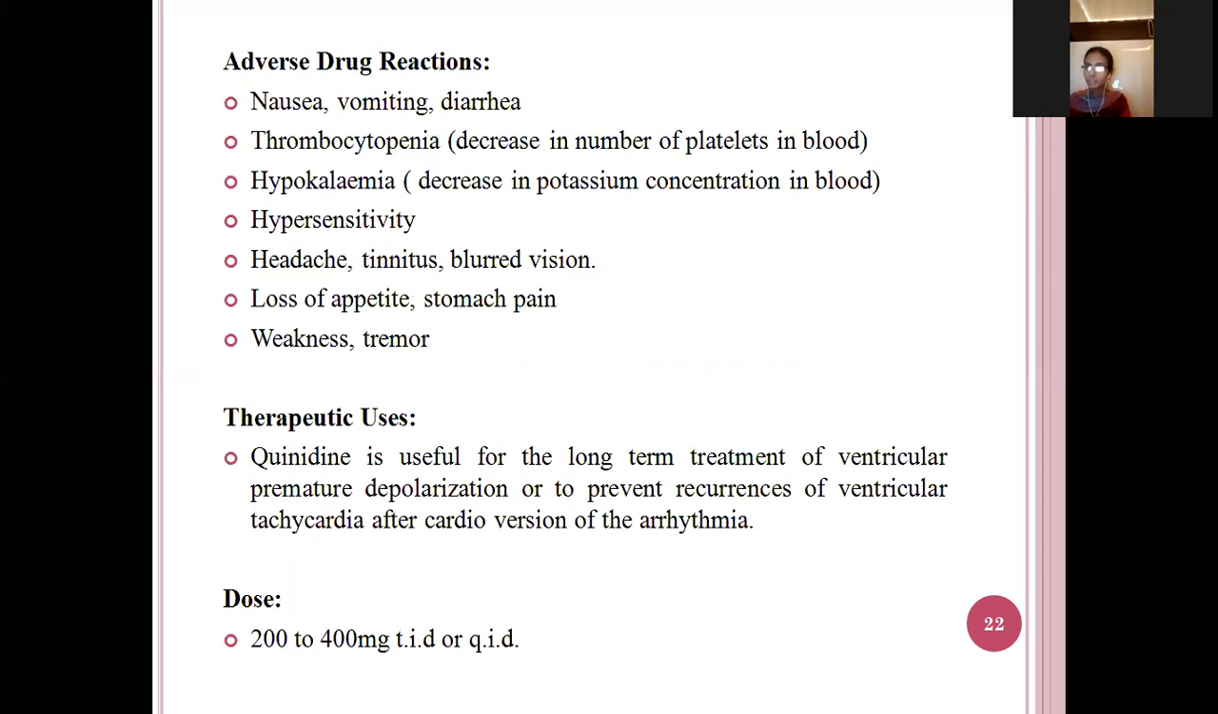Uses: it is used for the long term treatment of ventricular premature depolarization or to reduce ventricular tachycardia. Tachycardia means a raised heart rate after cardioversion of the arrhythmia.